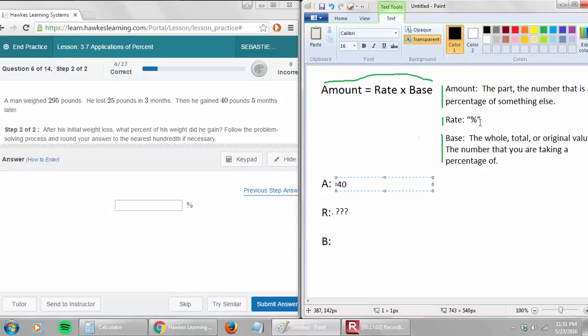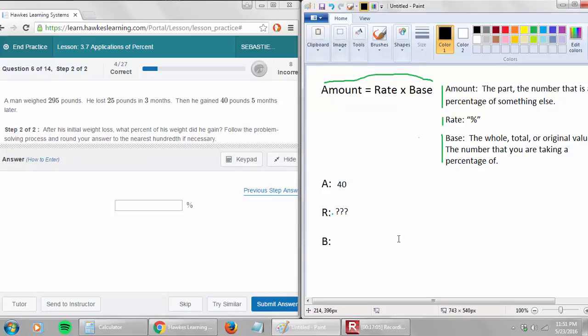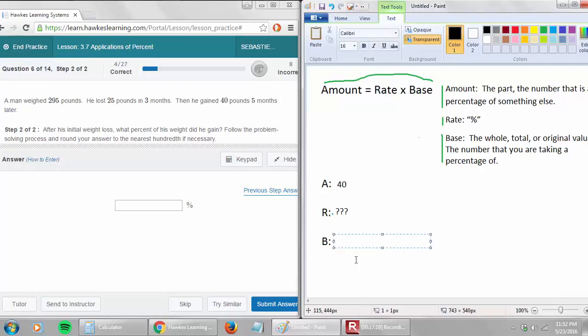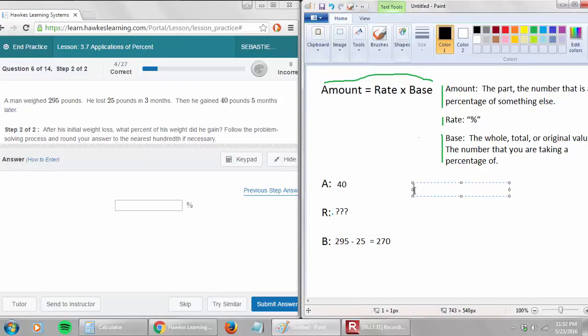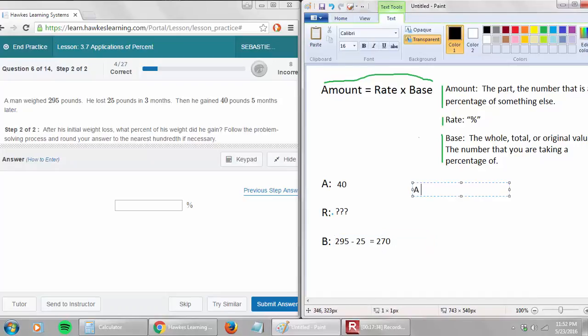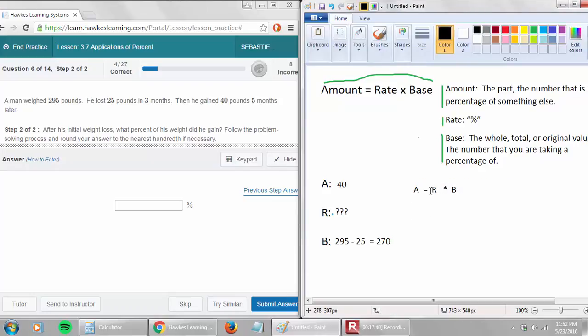So I've got a 40 here. But my base is no longer 295 because he lost 25 pounds in that first 3 months. So I have to deduct the 25 pounds from his original weight, 295 minus 25 pounds. So when I subtract that off, I'm going to get 295 minus 25. 5 minus 5 is 0, and 9 minus 2 is 7. So that's going to be 270 pounds. I'll put my little equal sign there. And that will be my new base. So that gives me an amount equals a rate times a base. And again, you just replace each letter with the number that goes with it.